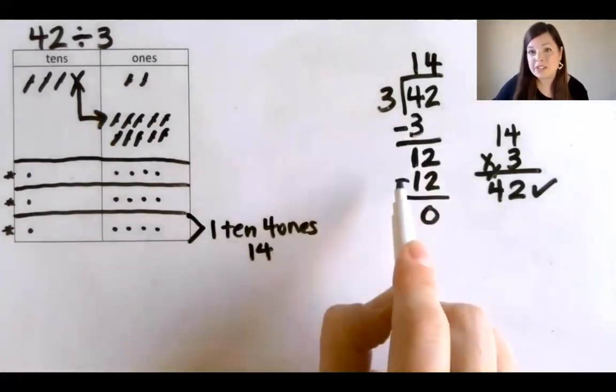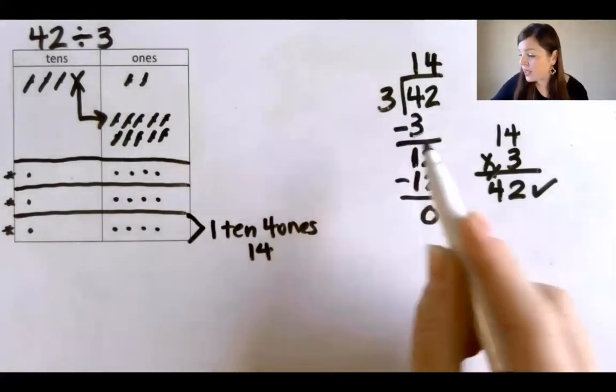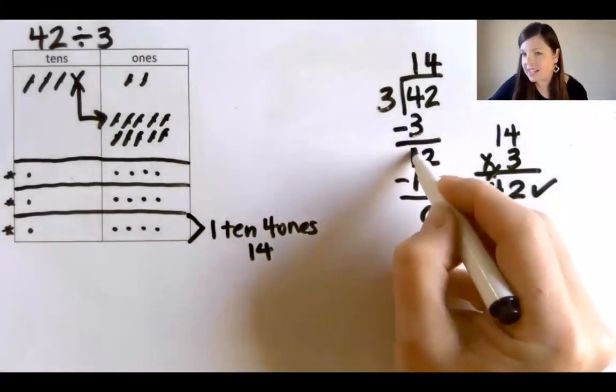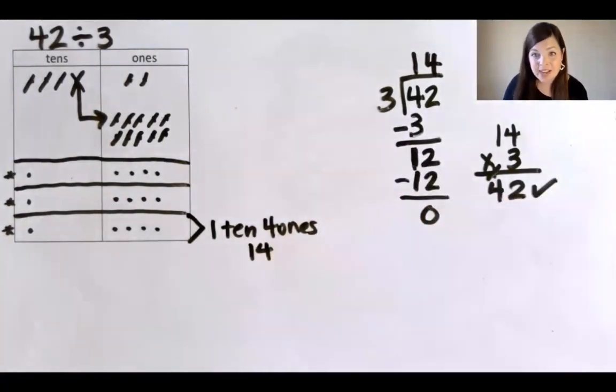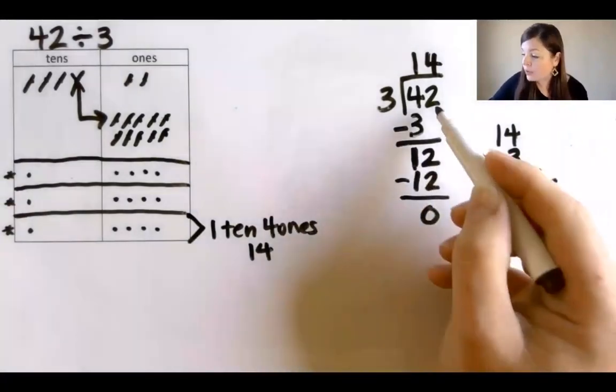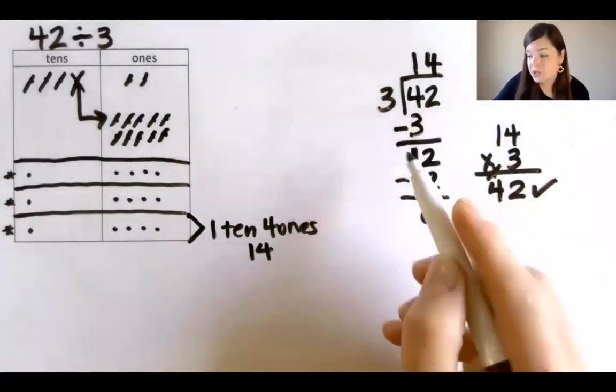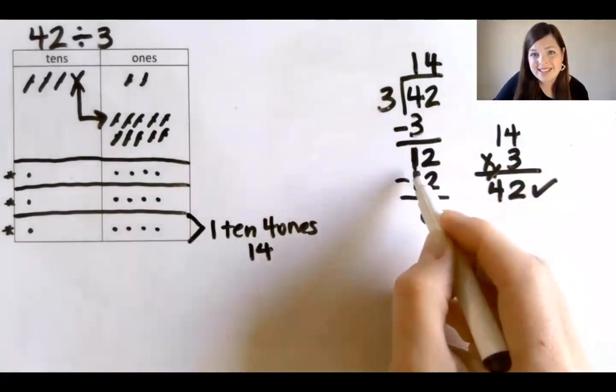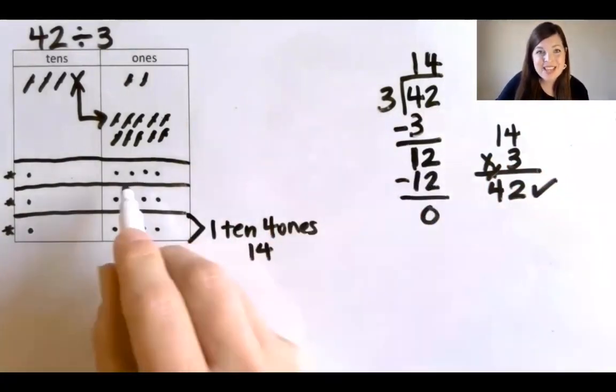In our long division, after we distributed the tens, we had 1 ten remaining, which is this 10 here. In order to continue dividing, we had to rename this 1 ten as 10 ones, and then when we put it together with these 2 ones from the original whole, we got 12 ones that needed to be distributed. So they're the same.